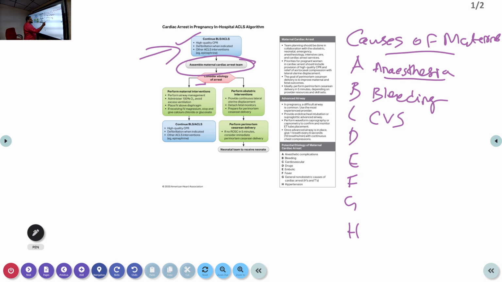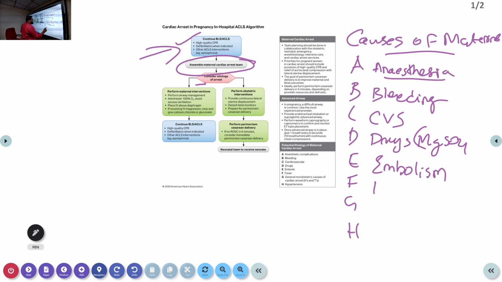Then you have drugs. Most importantly, magnesium sulfate. They can go into magnesium sulfate toxicity if there is evidence of eclampsia. So you need to remember whether the arrest is attributable to any of these drugs. And next is embolism. Already we said pulmonary embolism, and another embolism that can happen in pregnancy is amniotic fluid embolism. The amniotic fluid can get embolized and go into the patient's circulation, and just like pulmonary embolism, the patient can have symptoms. So that is embolism that you need to consider.